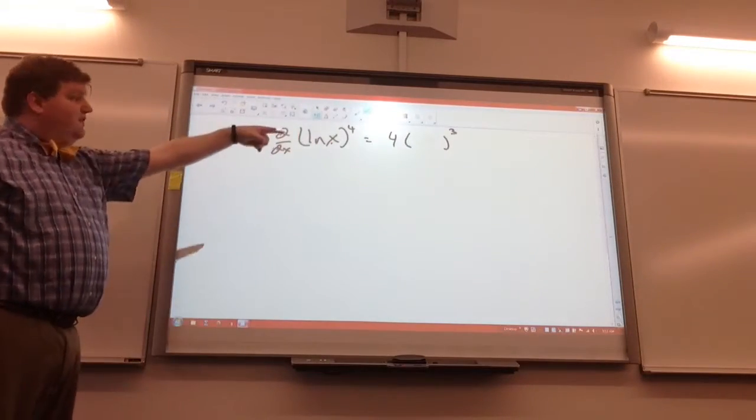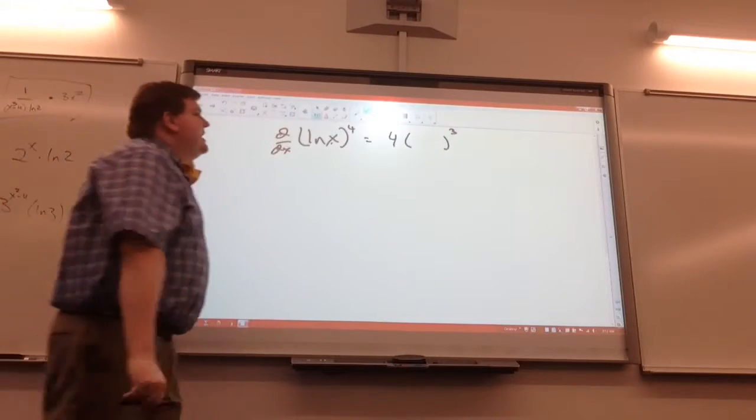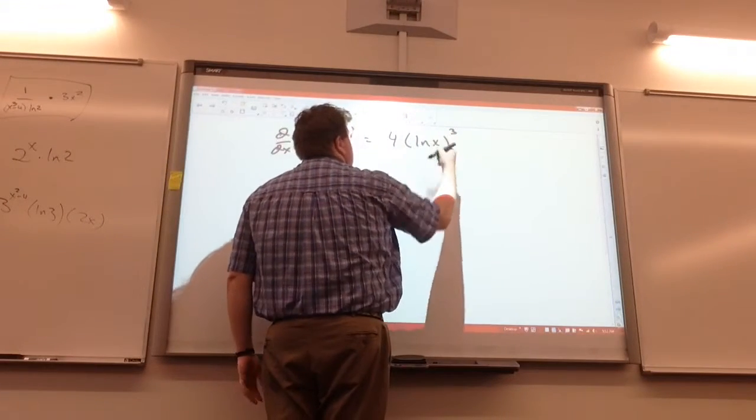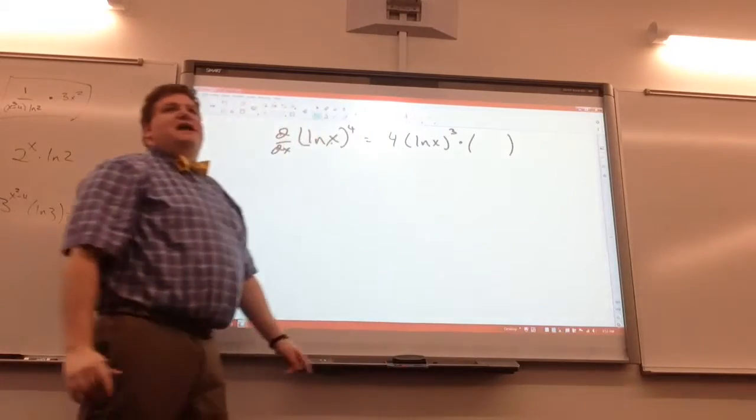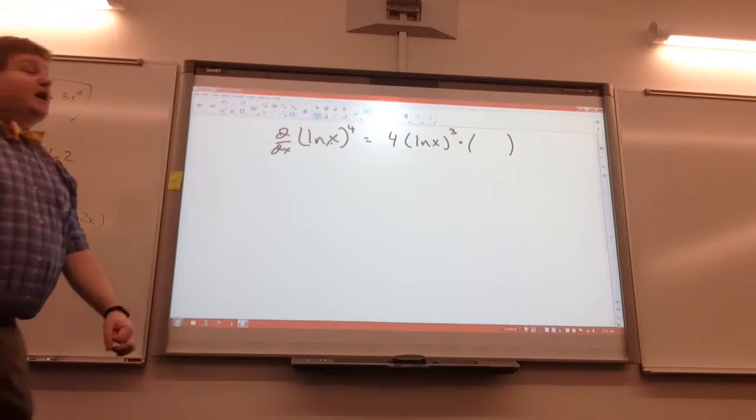Okay? Now what's on the inside there? Same thing. So it should be natural log of x. But then I'm going to multiply this by the derivative of the inside. What's the derivative of the natural log of x? 1 over x.